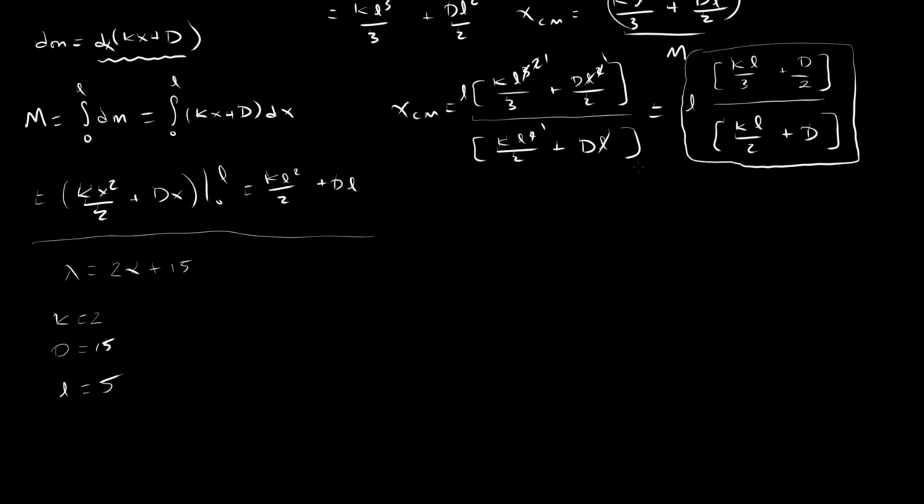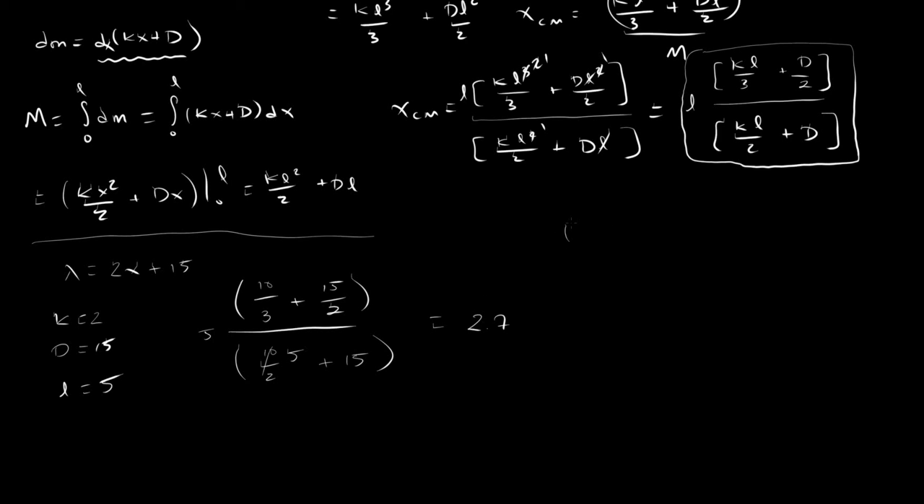So when you plug it in for L, it would be 5 on the end, and in the denominator that would be what? K times L, that would be 10 divided by 3 plus D, which is 15 divided by 2. And in the denominator we have KL divided by 2, so KL that would be 10 divided by 2, and that's just 5, and then you add D, which is 15. So when you multiply all this out, I think you get approximately 2.7. So it's about roughly half of the rod.